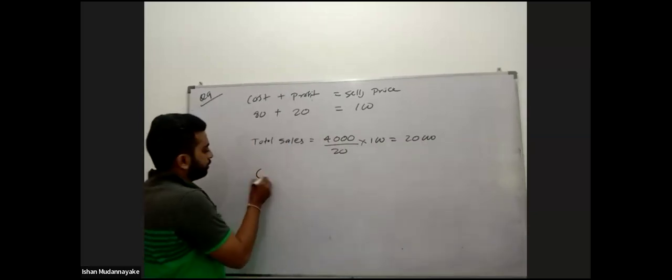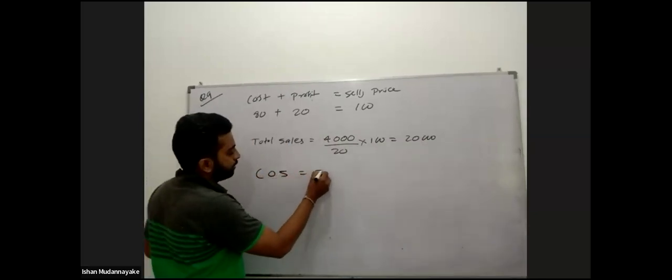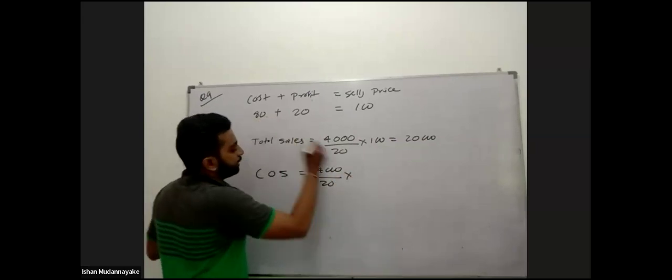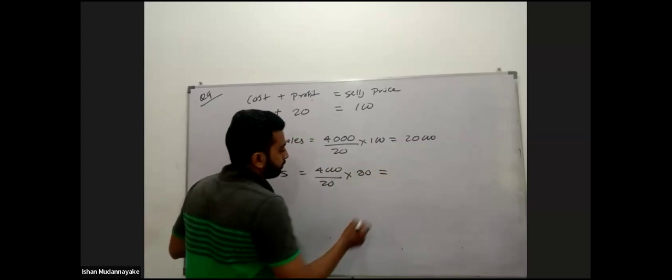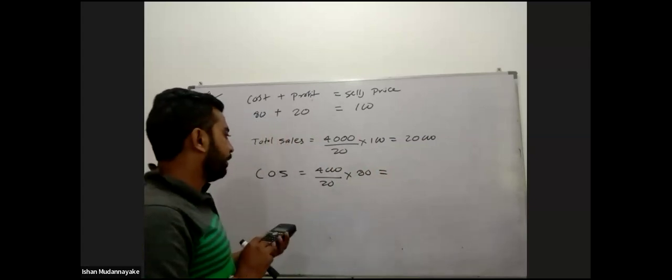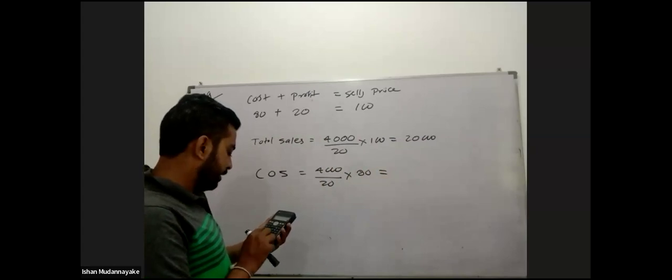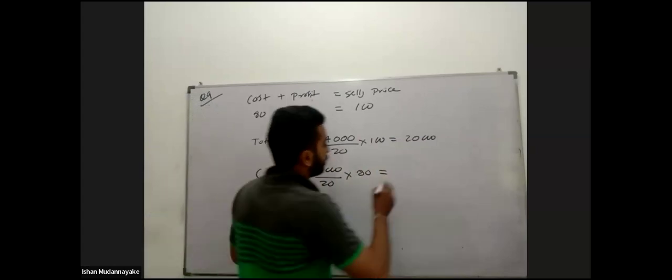And then our next one is you have to calculate cost of sales of the business. Gross profit 4,000 equal to 20, multiplied by 80. Tell me how much? 4,000 divided by 20 multiplied by 80 equals 16,000.